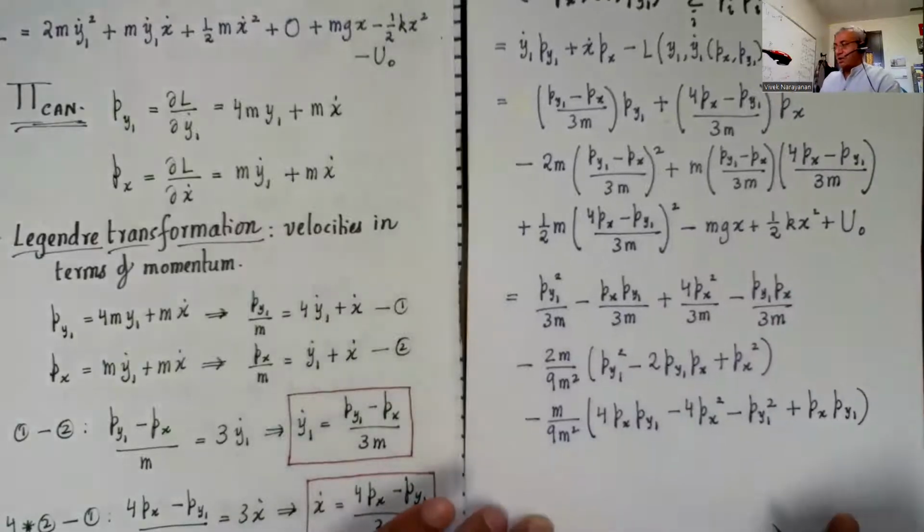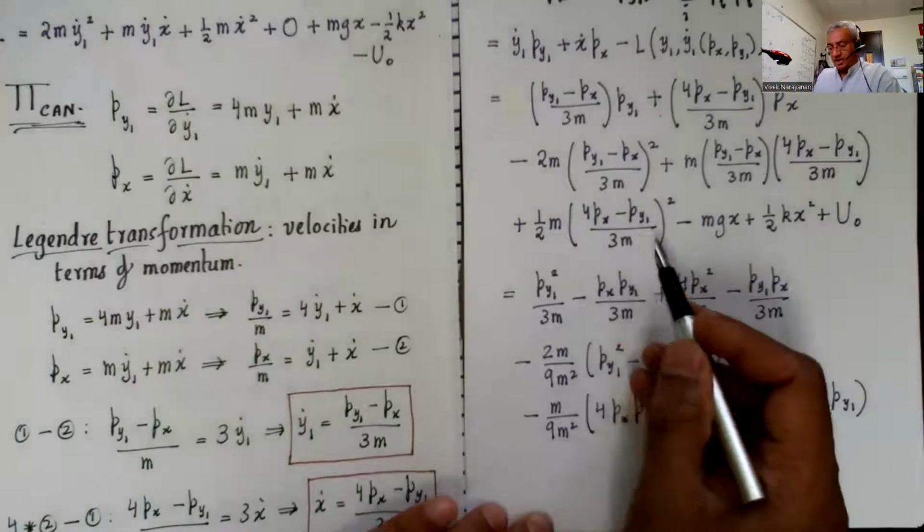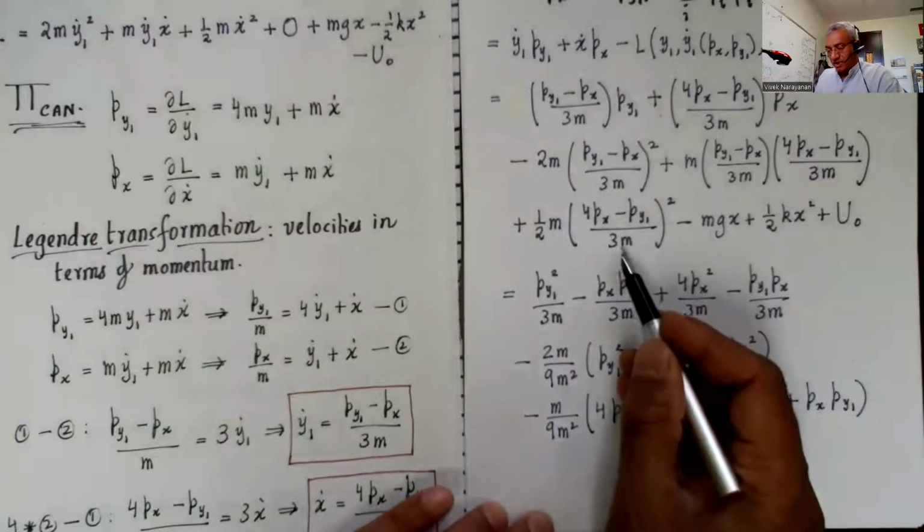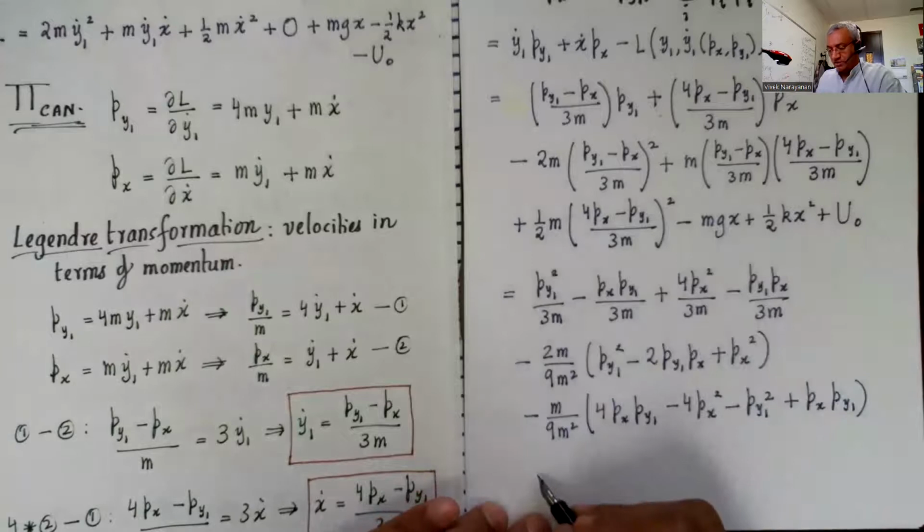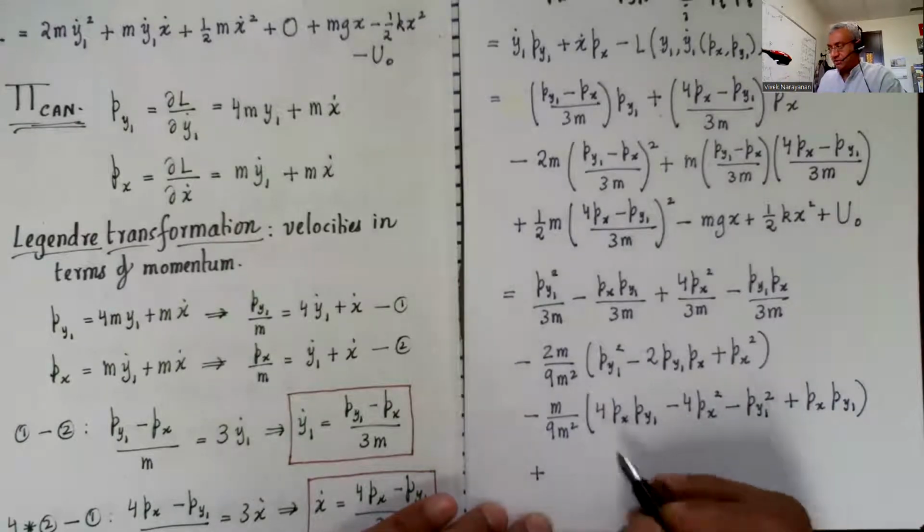All right. And then I have to do this term. Again, I take the 3m outside, but this time it combines with a 2 to form 18 instead of 9. So I get plus.